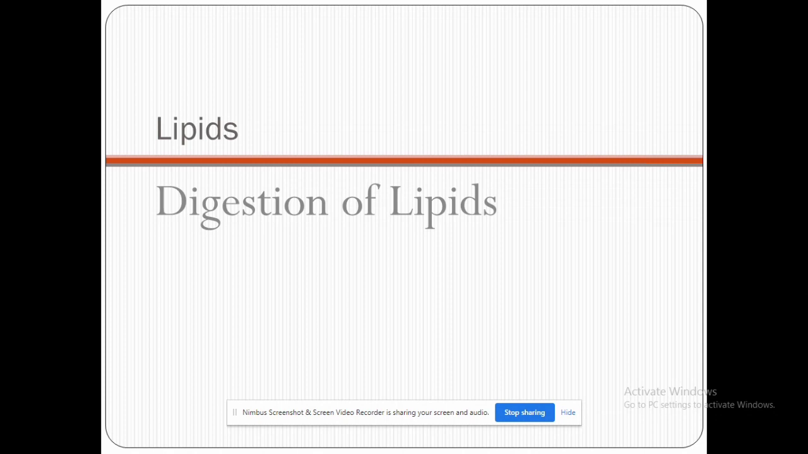So, today we will learn about the digestion of lipids. Now, I hope you all are familiar with the lipids. What are lipids? What are their classifications? And what are the different kinds of lipids present in our body? Now, we will learn how these lipids are being digested by our body.